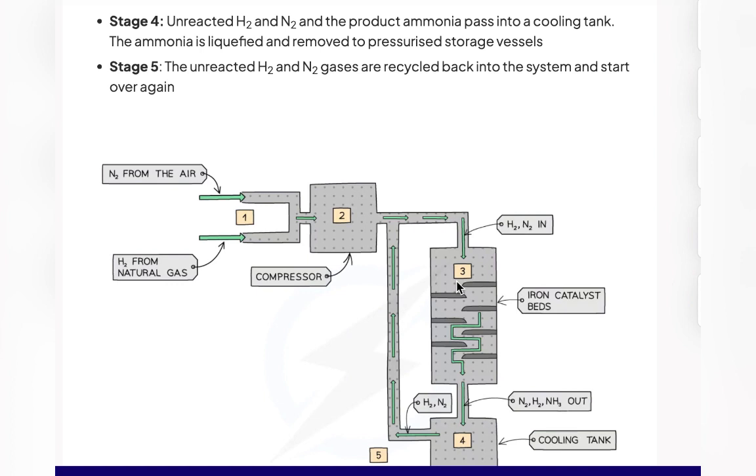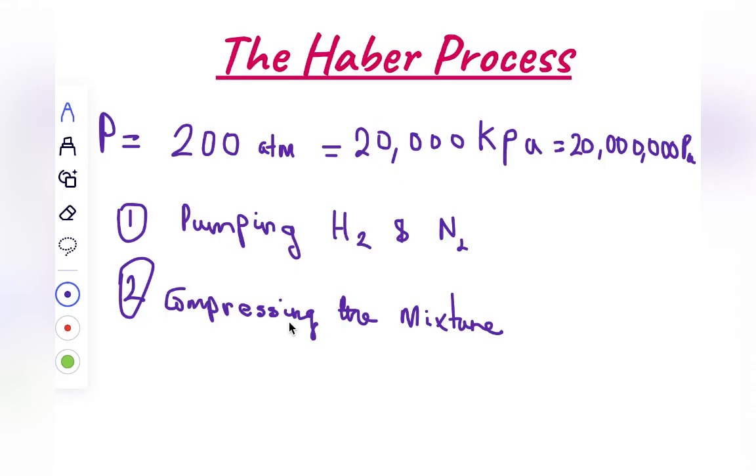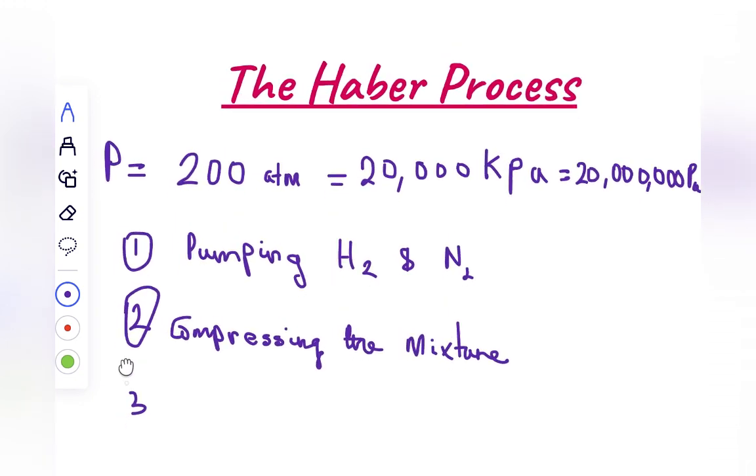It is a round tank with beds of hot iron. Iron is used as a catalyst. Hot iron, at 450 degrees, is used to catalyze the forward reversible reaction. So what we see here is that in the third stage, the gases are sent to the converter.